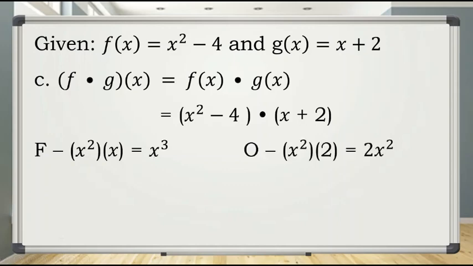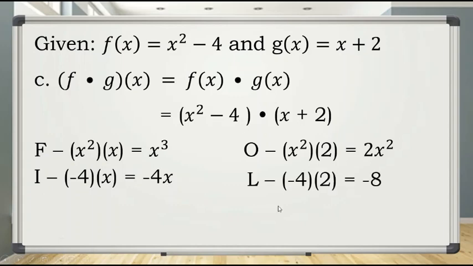Next is O, or the outer. Ang outer dyan ay x squared times 2. So, we have the product 2x squared. Next is inner. Ang inner dyan ay negative 4. Imumultiply kay x. So, we have negative 4x. At ang last ay negative 4. Imumultiply kay positive 2. We have negative 8.